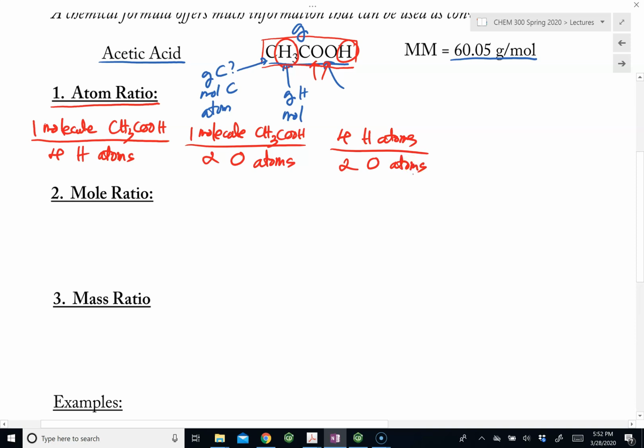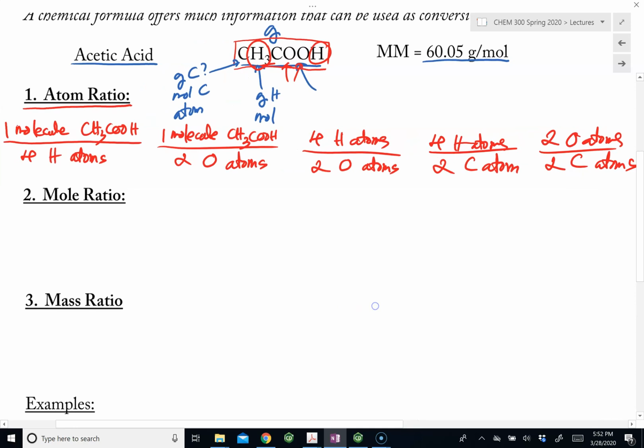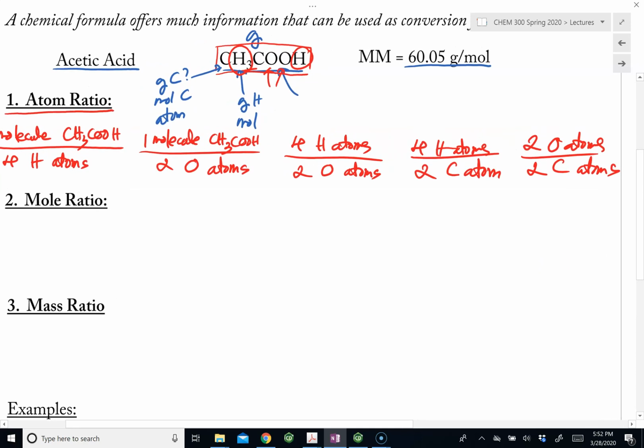And similarly, we can also draw a relationship between hydrogen and carbon. In this case, for every 4 hydrogen atoms, there will be 2 carbon atoms. And we can also draw a relationship between carbon and oxygen. For every 2 oxygen atoms, there will be 2 carbon atoms. So these are the types of conversion factors that we refer to as the atom ratio, the ratio of the different elements that make up the chemical substance.